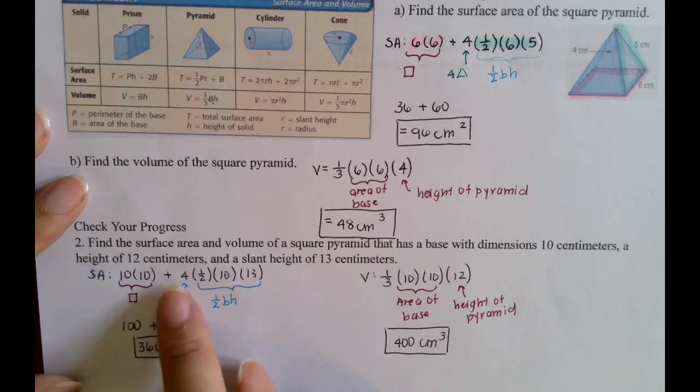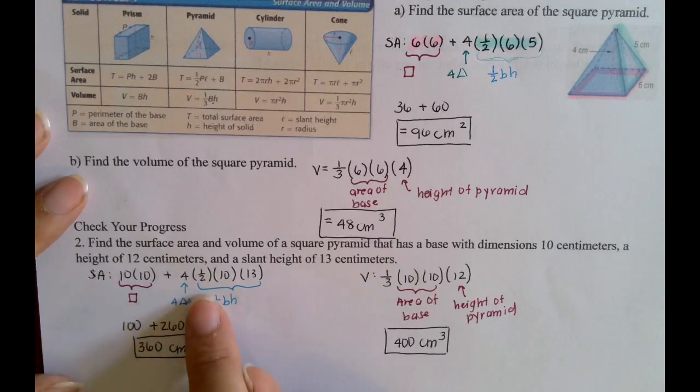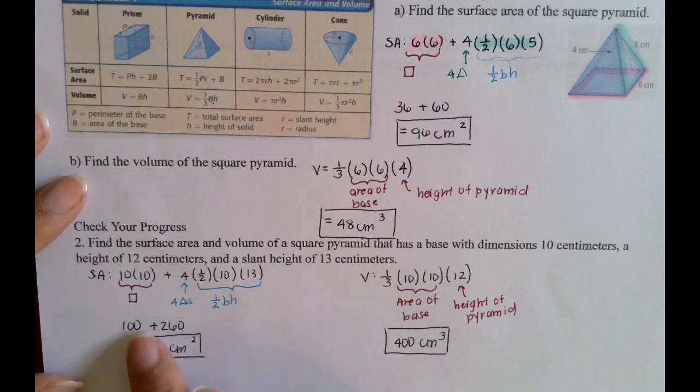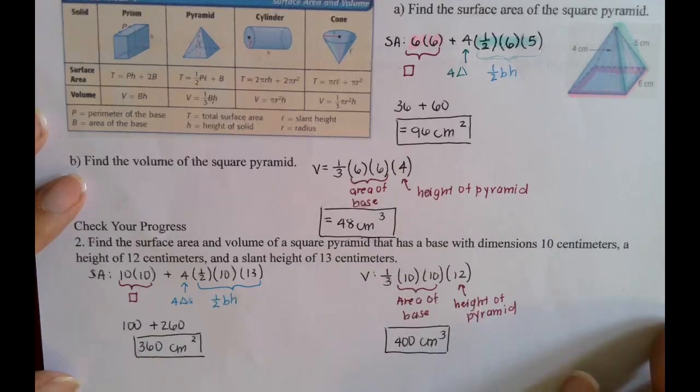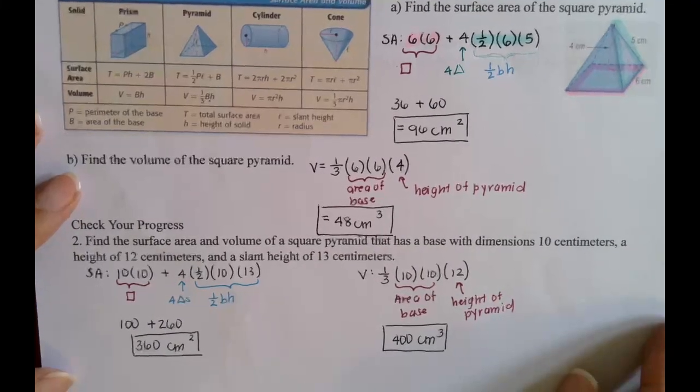10 times 10 is 100. 4 times 1/2 is 2. 2 times 10 is 20. 20 times 13 is 260. 100 plus 260 gives you your 360 centimeters squared.